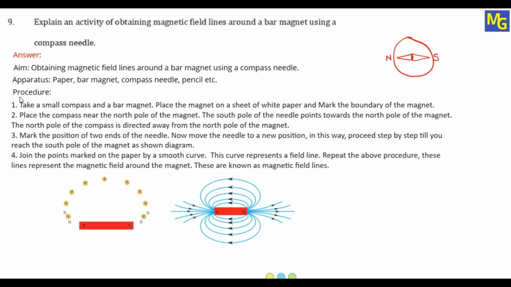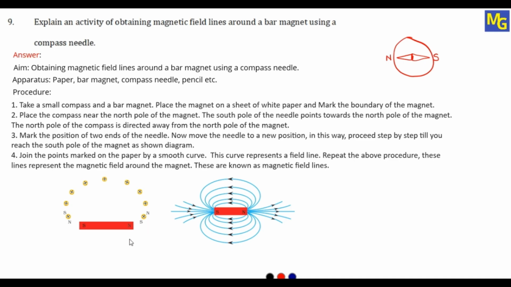Now we will start with the procedure. First step, take a small compass and bar magnet. Place the magnet on the sheet of white paper and mark the boundaries of the magnet. So we have to take one bar magnet. You can see this diagram. Take this bar magnet, place it on the paper. Imagine this is the paper, and draw the boundaries of this bar magnet. Then second step, place the compass near the north pole of the magnet. So here you can see this is the north pole.